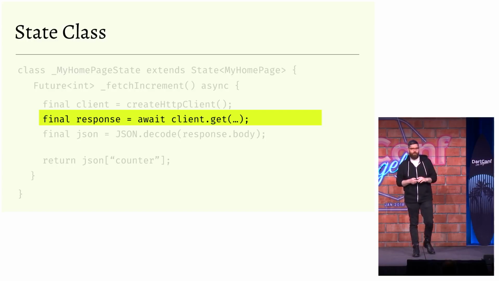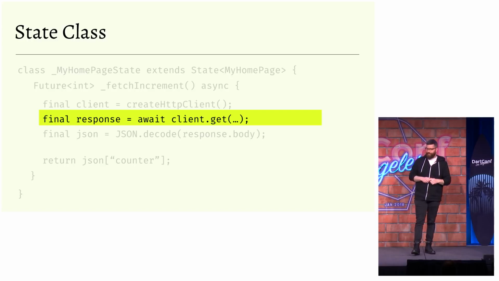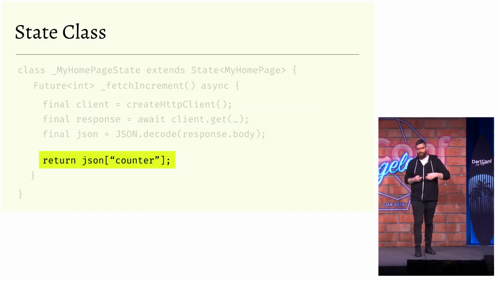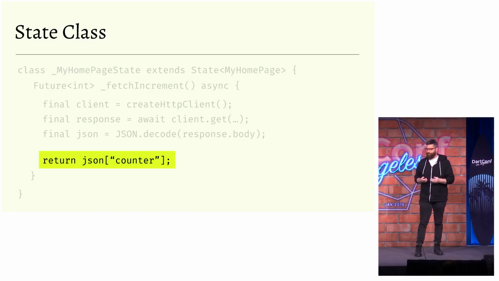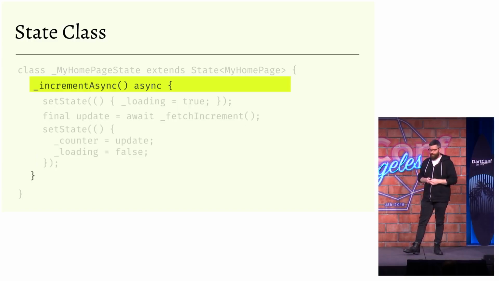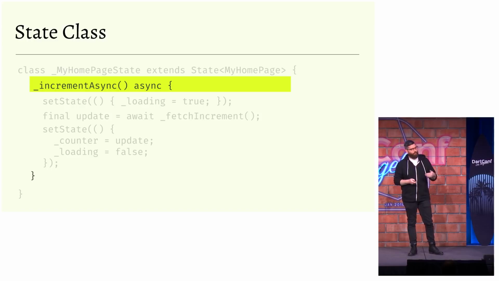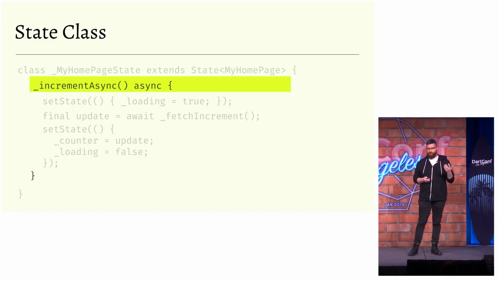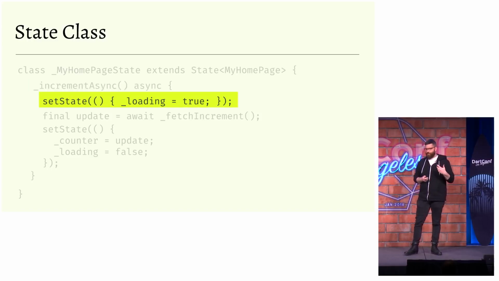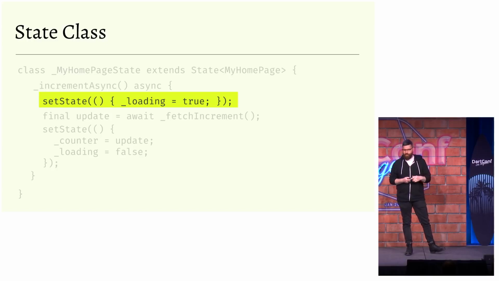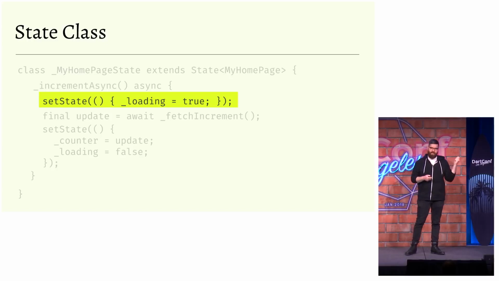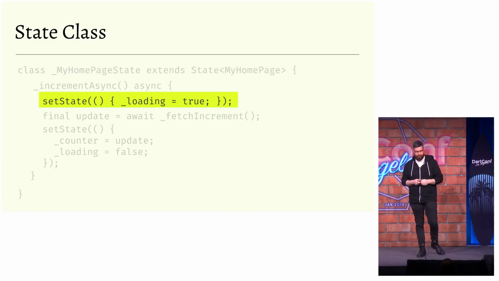This is just some pseudocode, but I'm just trying to get the idea across. Finally, we'll go ahead and decode that JSON, and then we'll return the value of the counter from the JSON. Then the method we'll want to use in our UI is called increment async. What this will do is, as soon as it gets called, it'll say, hey, set state, I want to show my loading spinner, so show my state as loading.